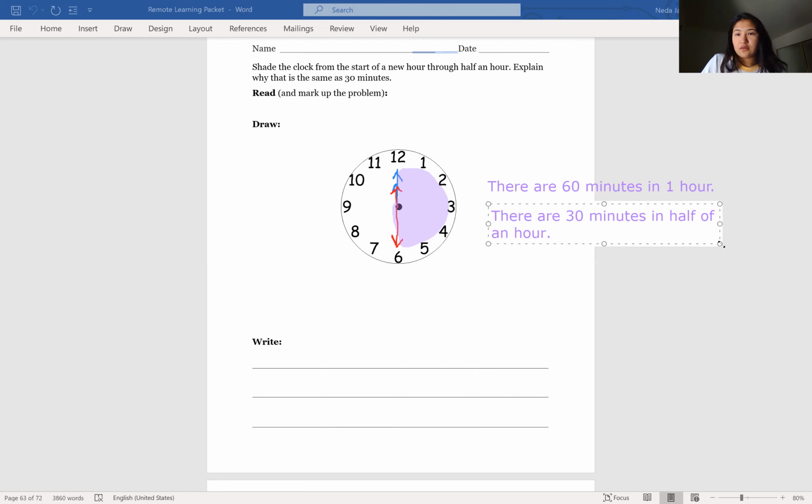So now let's go down to the explain part. So how do we know that half of an hour is the same thing as 30 minutes? We just said it over here. So go ahead and use your own words to explain how you know that 30 minutes is the same thing as passing half of an hour. Nice job. We are going to move on to the next page.